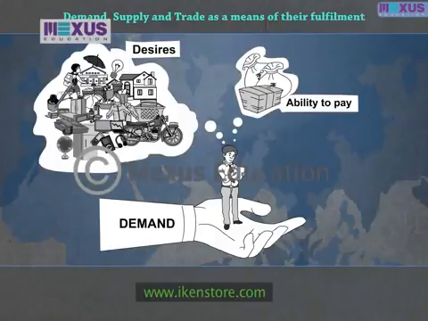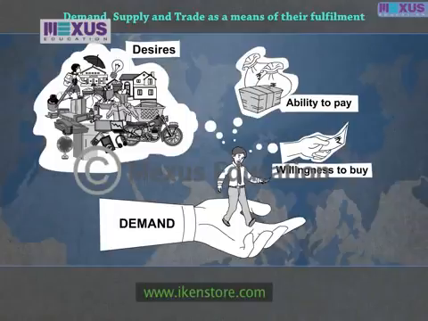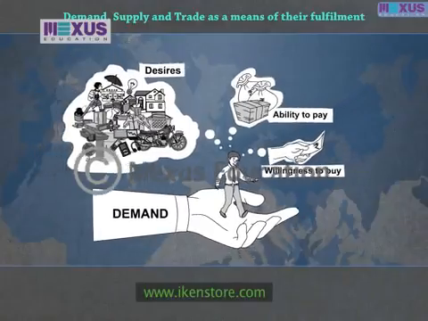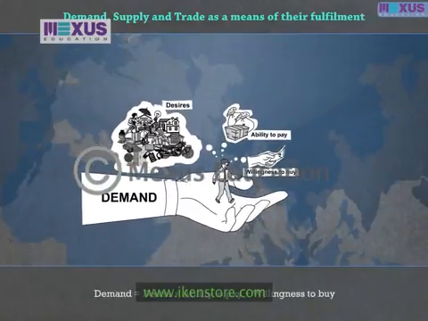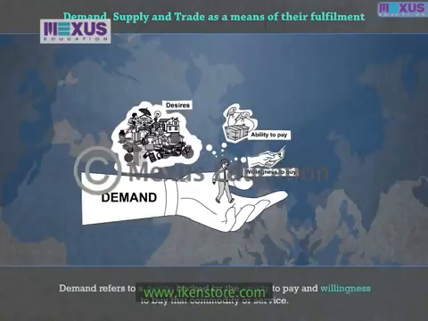Along with this ability, the person should also have willingness to buy that commodity or service. Thus, in economics, the term demand exists only when these three factors come together. In short, demand refers to a desire backed by the ability to pay and willingness to buy that commodity or service.